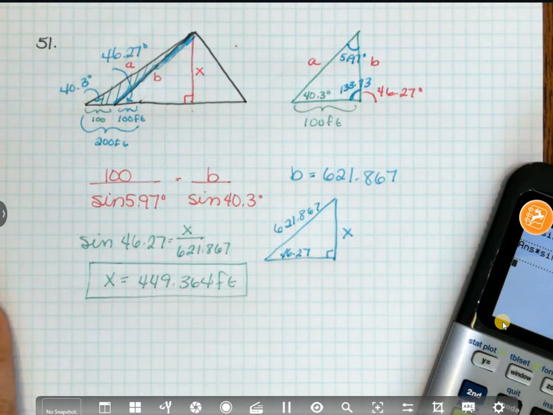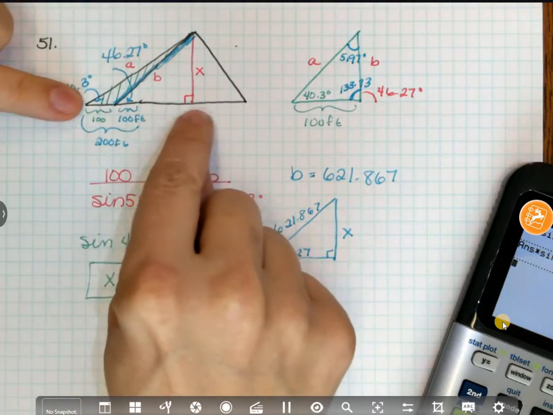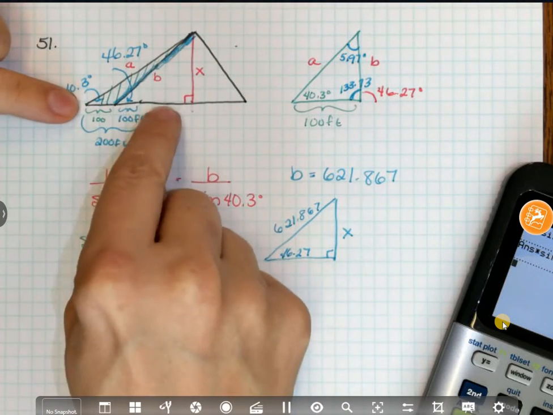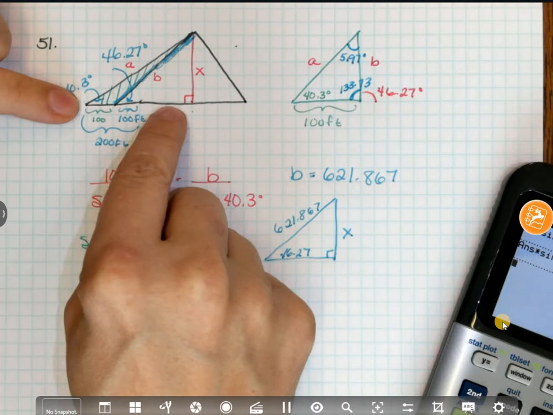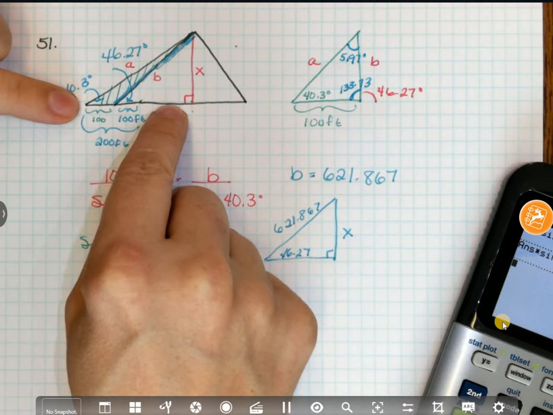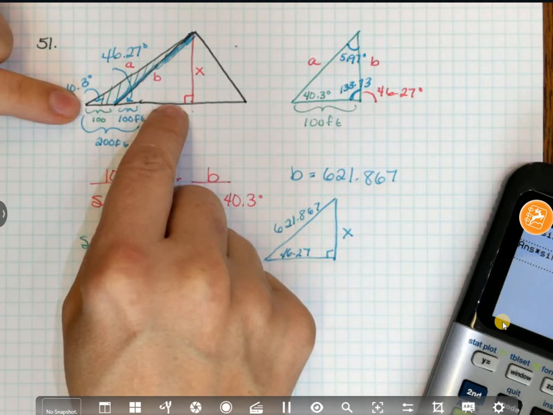It's not a right triangle. It's not a right triangle. And if we're looking at this whole thing, yes, once I find that, but I don't know what this piece is here either. Okay, so Pythagorean theorem only works for right triangles. Okay?